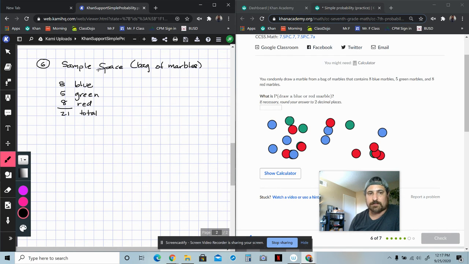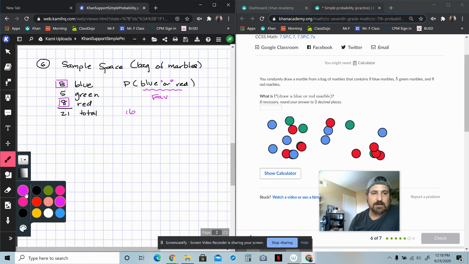Okay, awesome. It says, what is the probability of drawing a blue or red? Okay, remember, or means add. So we're going to say probability of drawing a blue or a red means that the favorable outcomes are going to be blue or red, right? So these are the favorable outcomes, either blue or red, and or just means add. You're going to add those together. So I can see that I've got 8 blue and I've got 8 red. So together, how many blue or red do I have? That'll be 16. So the answer is going to be 16 out of the total, which is 21. So it's just going to be 16 21sts.